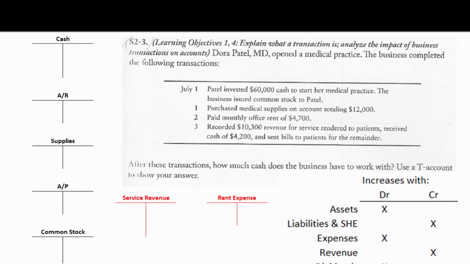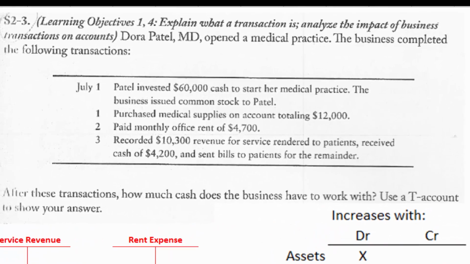Let's do short exercise 2-3 together. It doesn't ask us to do journal entries, it just asks us for a T account for cash so we can tell how much our balance is. But let's do these journal entries as a review. First of all, this thing here, learning objectives, is just the book telling you what the objective of this problem is. It isn't a question for you to answer.